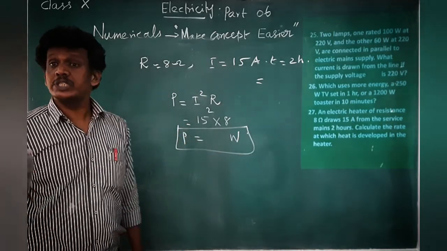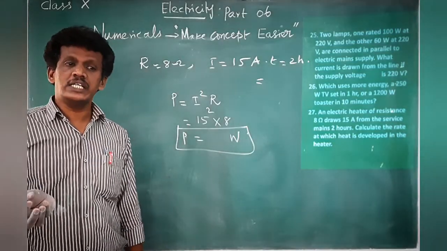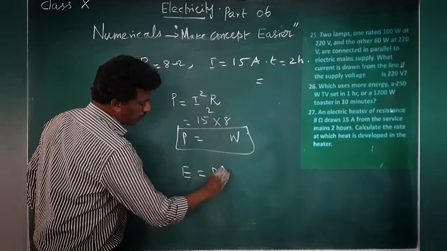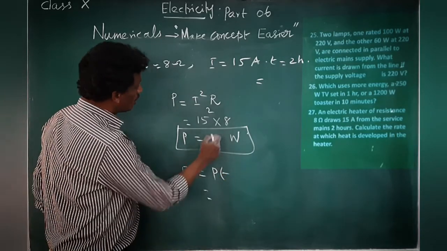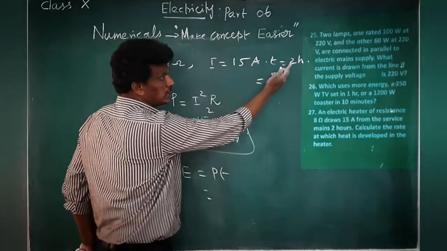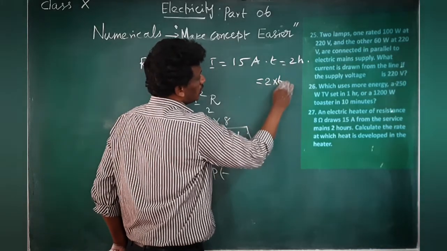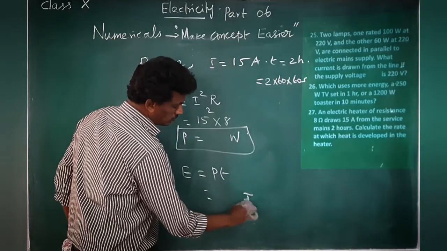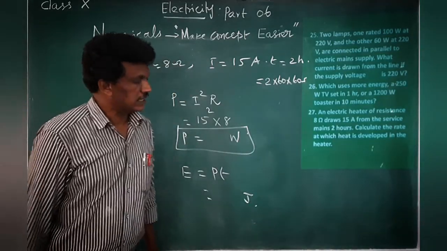Suppose they are asking how much energy is consumed. Energy consumed equals power into time. Power you are already getting the value. Time is in hours, so 2 into 60 into 60 seconds. You put all the values in terms of joule, and you will get the answer.